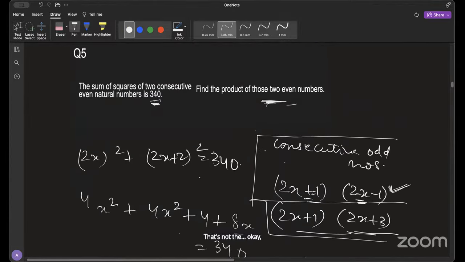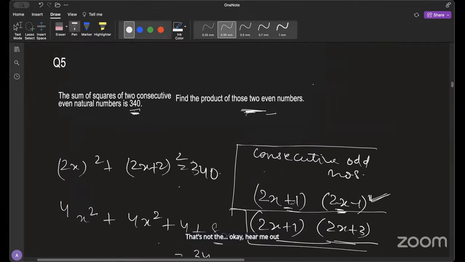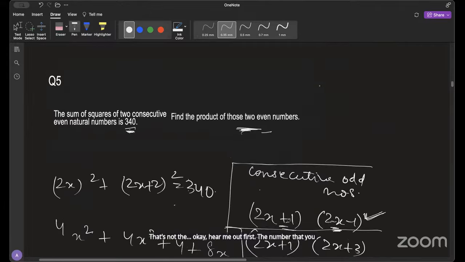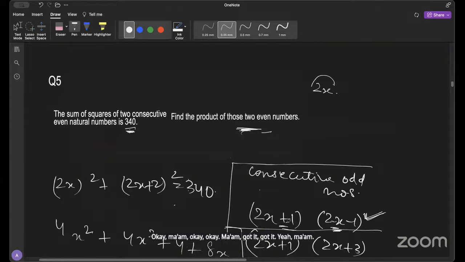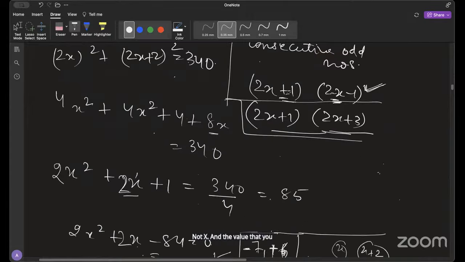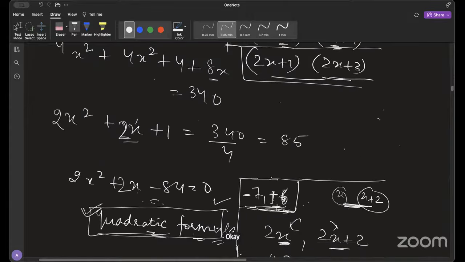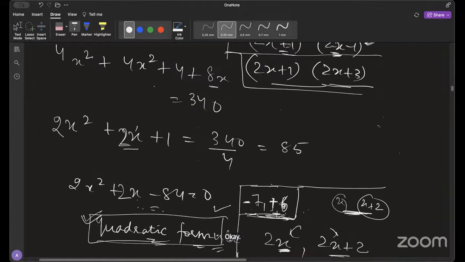Okay, hear me out first. The number that you've taken here is 2x. So the even number you're looking for is 2x, not x. And the value that you found here is x.